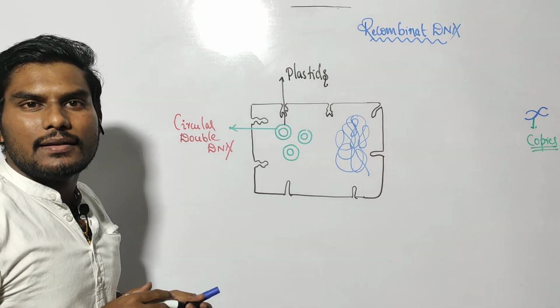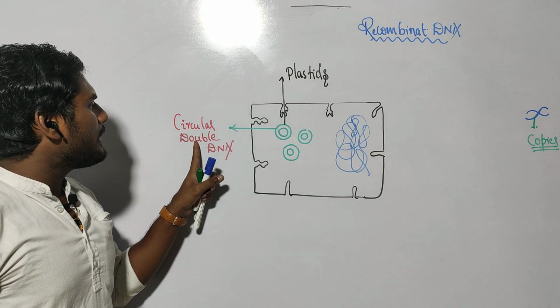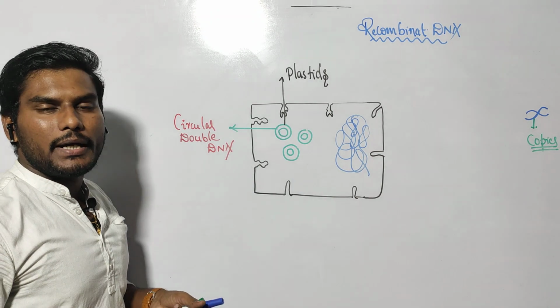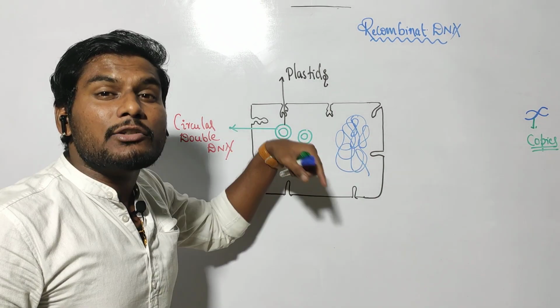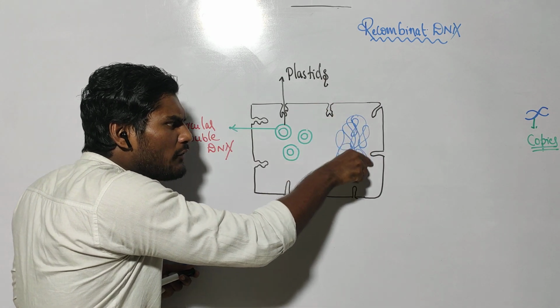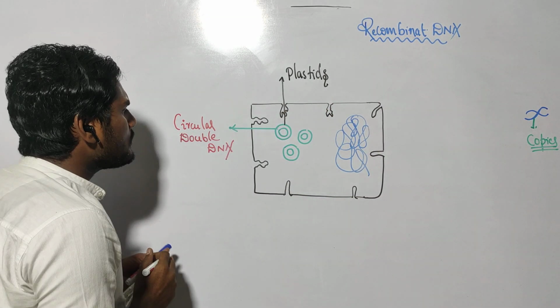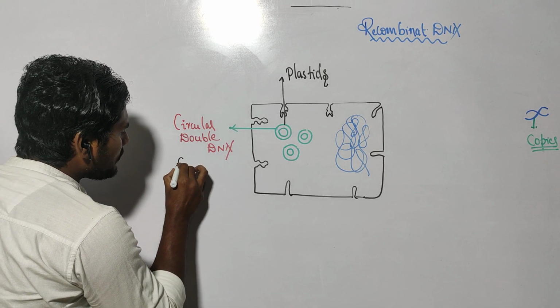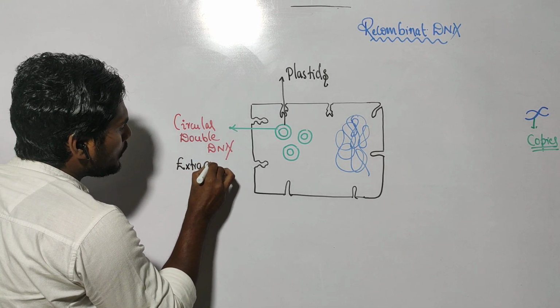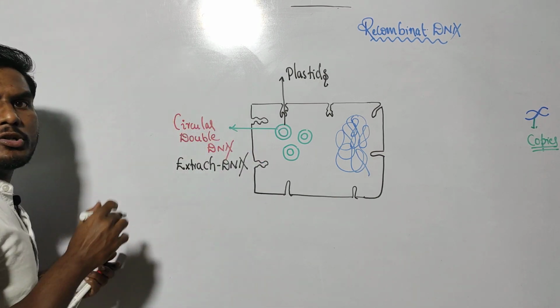What are plasmids? Plasmids are circular double stranded DNA molecules, point number 1, and they are extra chromosomal DNA. This is the chromosomal DNA. Along with the chromosomal DNA, extra they are present. So because of that, these are extra chromosomal DNA.